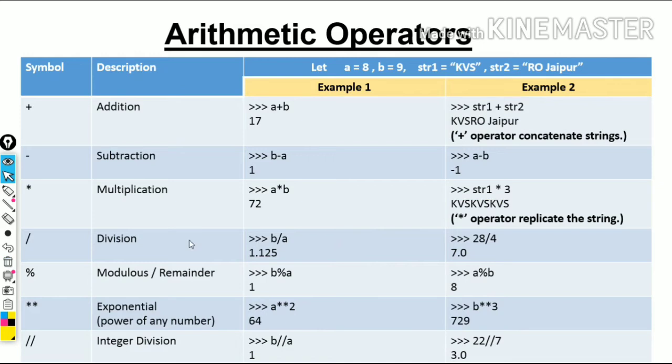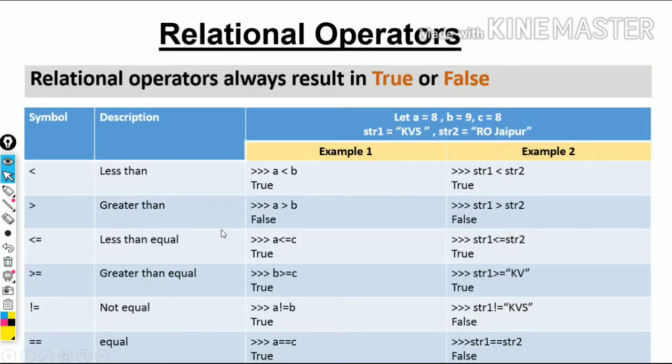Now move to relational operators. The important thing about relational operators is they always result in true or false. Some of the relational operators are given here: less than, greater than, less than equal, greater than equal, not equal, and equal equal. As we know, they will provide results in true and false only.